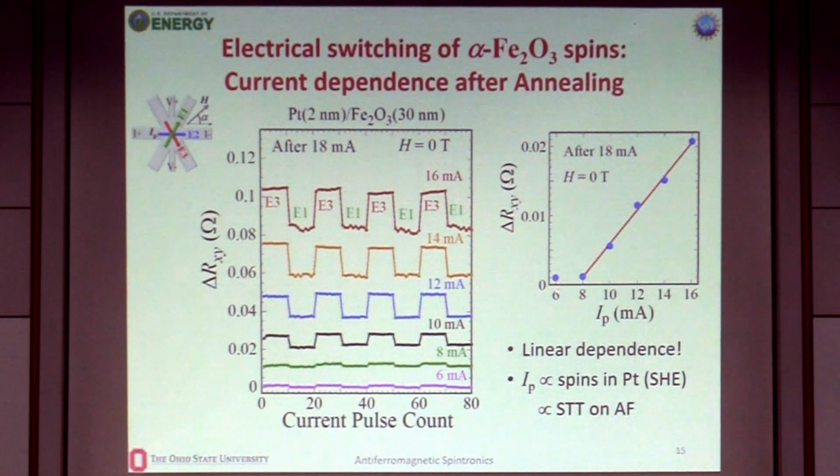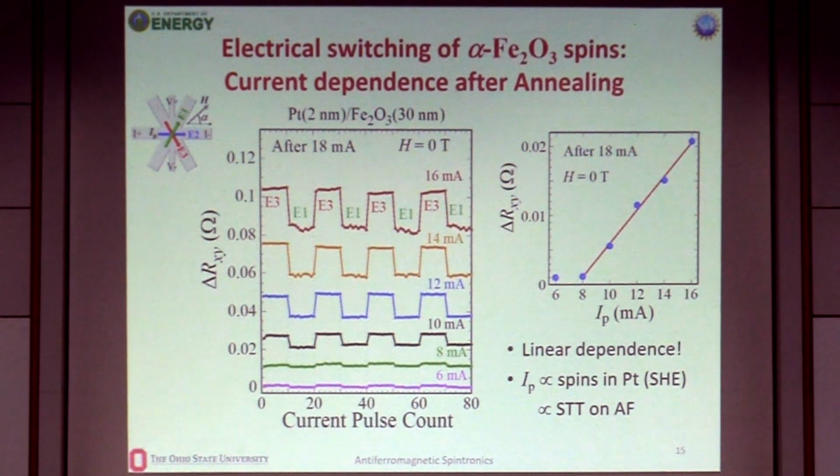We notice that except for this 6 milliamp one, the others fall on this linear dependence in this linear plot. Both x and y are linear. So this is a linear dependence. What can cause this linear dependence? Here is a relatively hand-waving explanation.